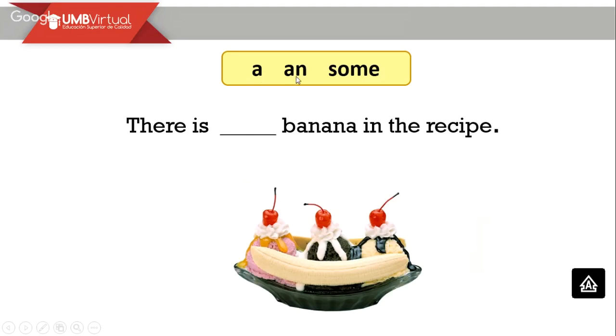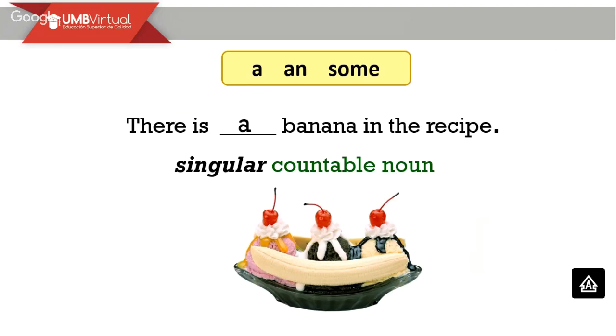A or an, and some. There is a banana in the recipe. Singular countable noun. Okay, how do we know that? First of all, because there is used when we talk about singular things, singular nouns. And also because a is used for a singular countable noun, right? And we know there is a correct one.